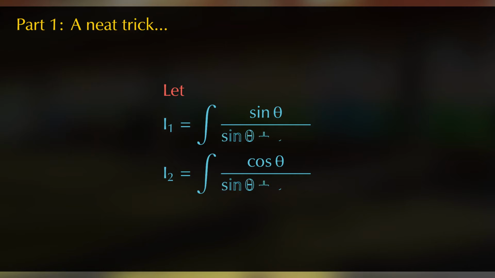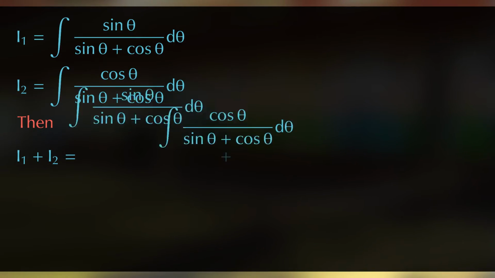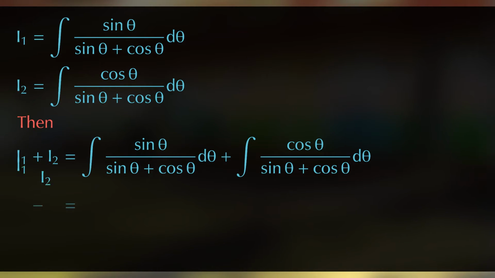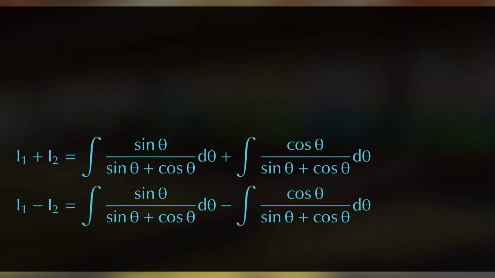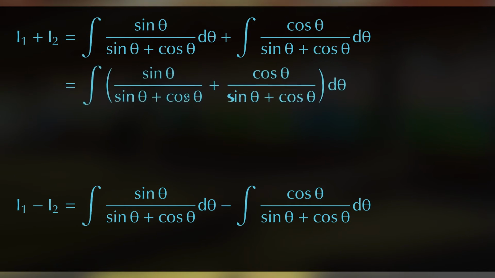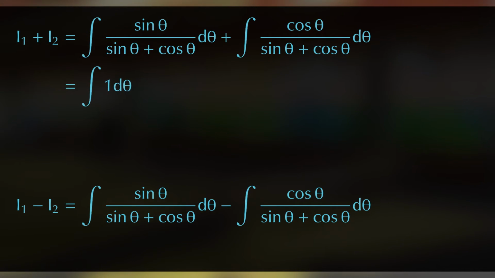Let's denote the integrals by I1 and I2. Then consider the equations I1 plus I2 and I1 minus I2. If we simplify the first equation, this actually just ends up being the integral of 1 d theta. Pretty convenient.